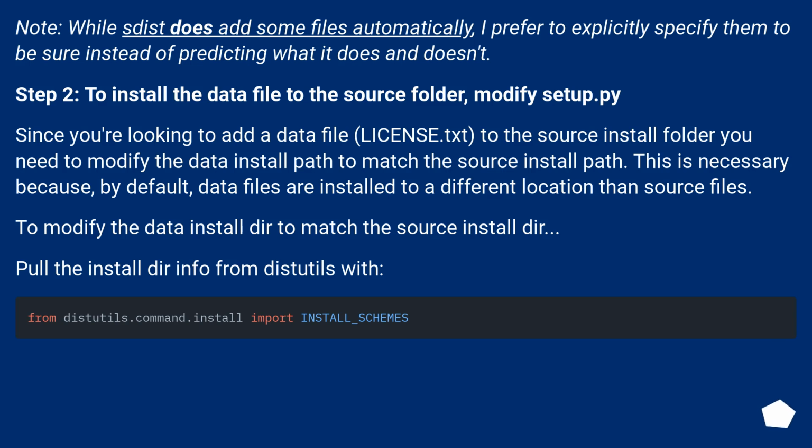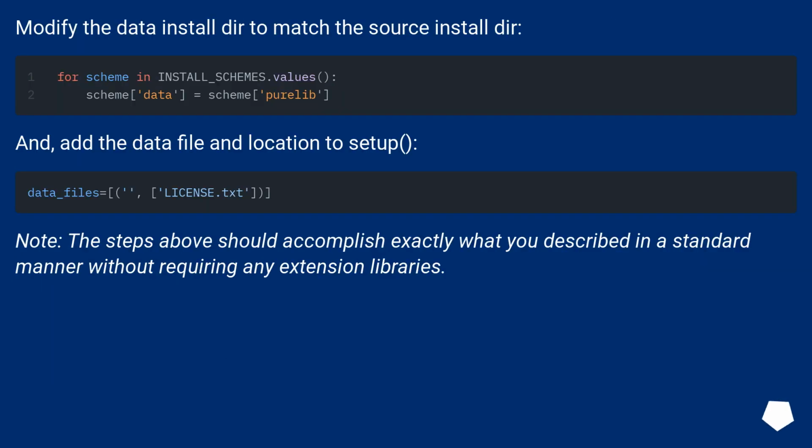To modify the data install dir to match the source install dir, pull the install dir info from distutils with. Modify the data install dir to match the source install dir. And add the data file and location to setup. Note: the steps above should accomplish exactly what you described in a standard manner without requiring any extension libraries.